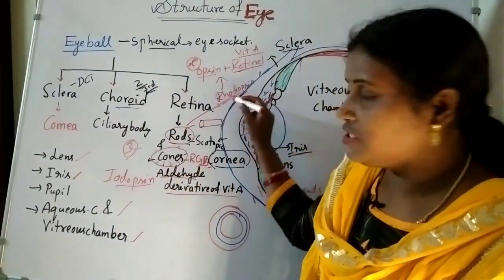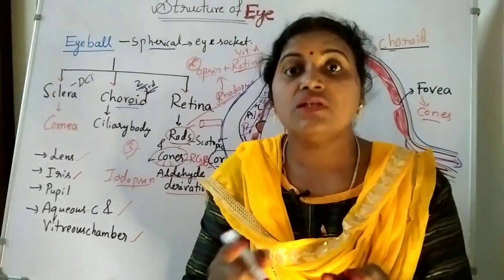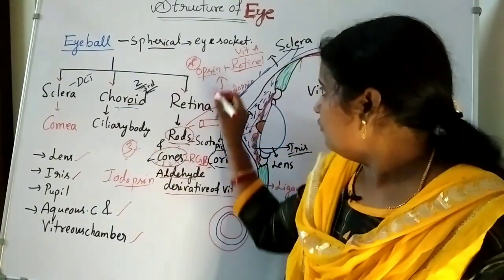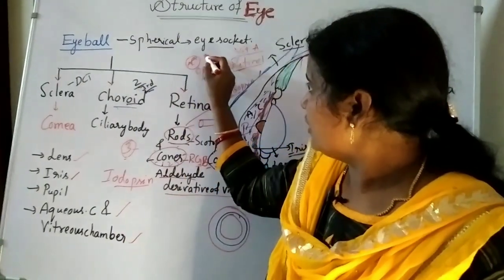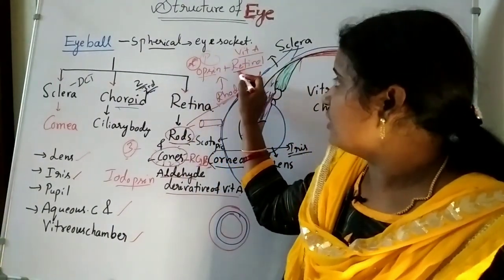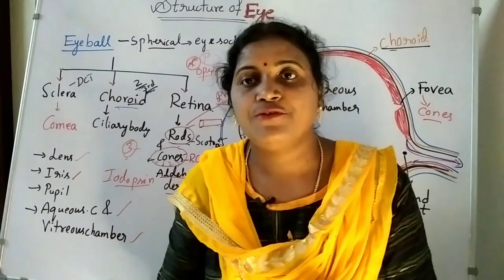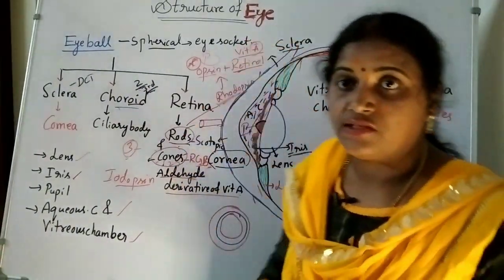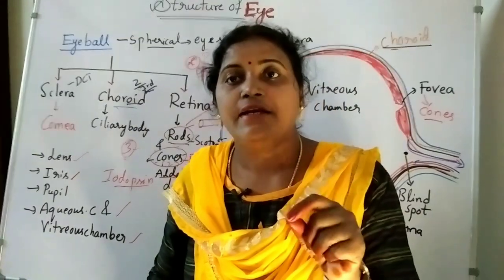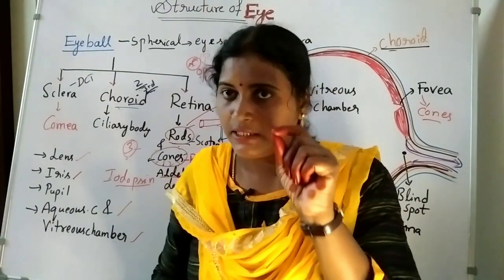This rhodopsin is a combination of two: one is opsin and the other is retinol. Opsin is a protein and retinol is an aldehyde derivative of vitamin A. Very important, vitamin A. Retinol is an aldehyde derivative of vitamin A.